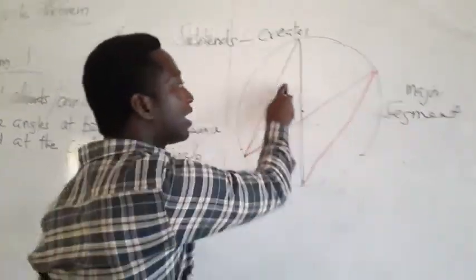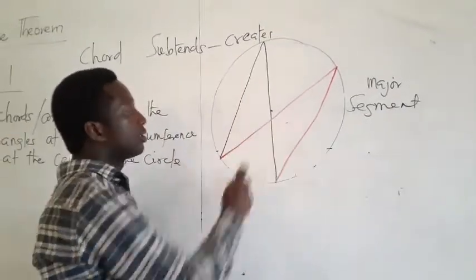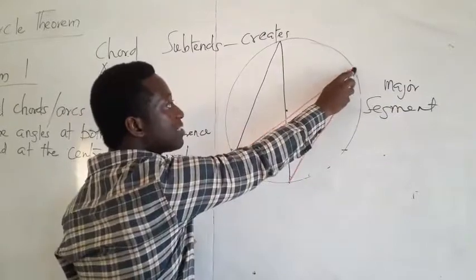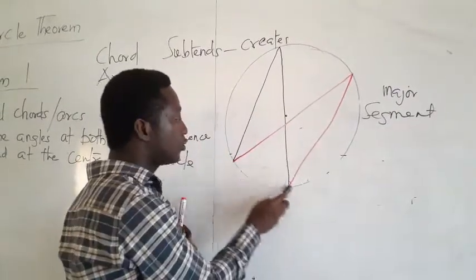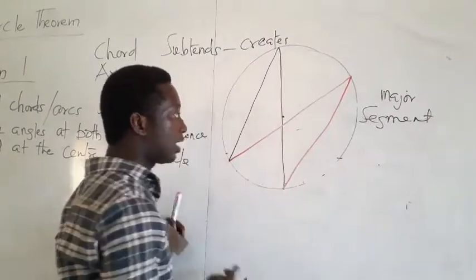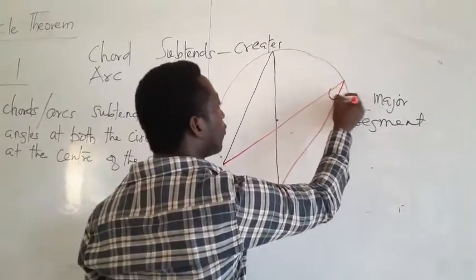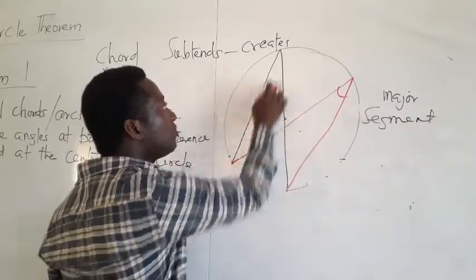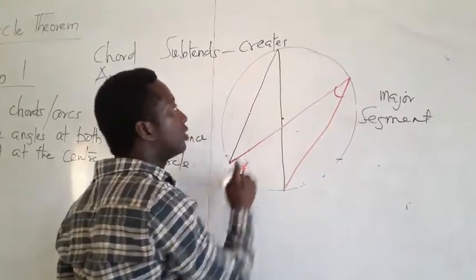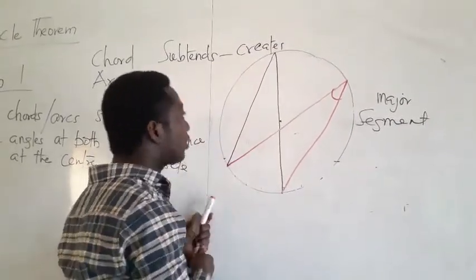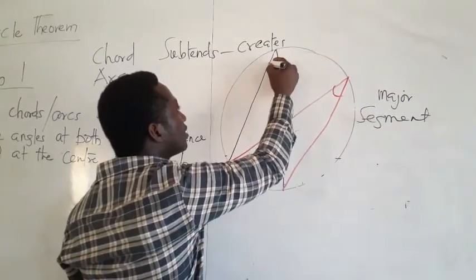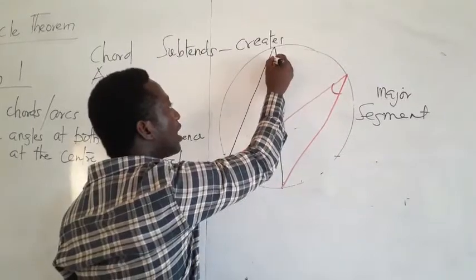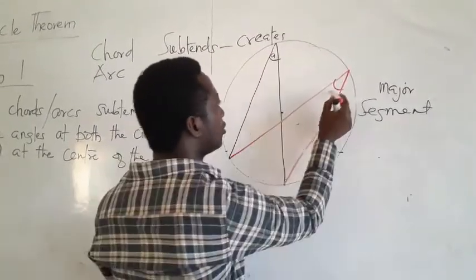Now, there is a black line and there is a red line. Now, these two red lines only meet here to form an angle. So over here, an angle is formed at the circumference. And now these two black lines only meet here to form an angle. So an angle is created or subtended only at the circumference. So I have two angles here, angle A and then angle B.